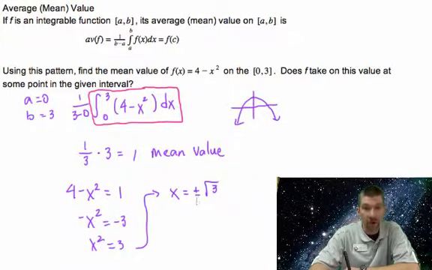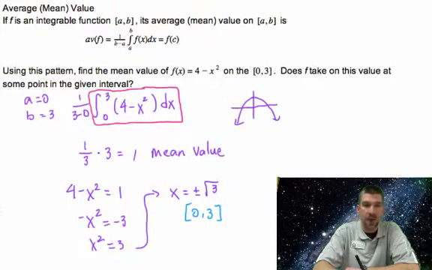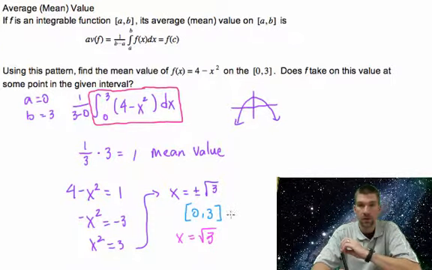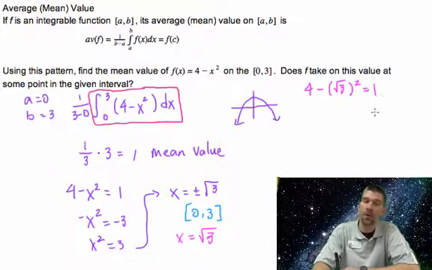However, the interval that we're looking for goes from 0 to 3. So there's only one spot where this happens. When x is equal to radical 3, it's equal to its average value. In other words, 4 minus radical 3 squared is equal to 1, which is its average. And that's what we're trying to show.